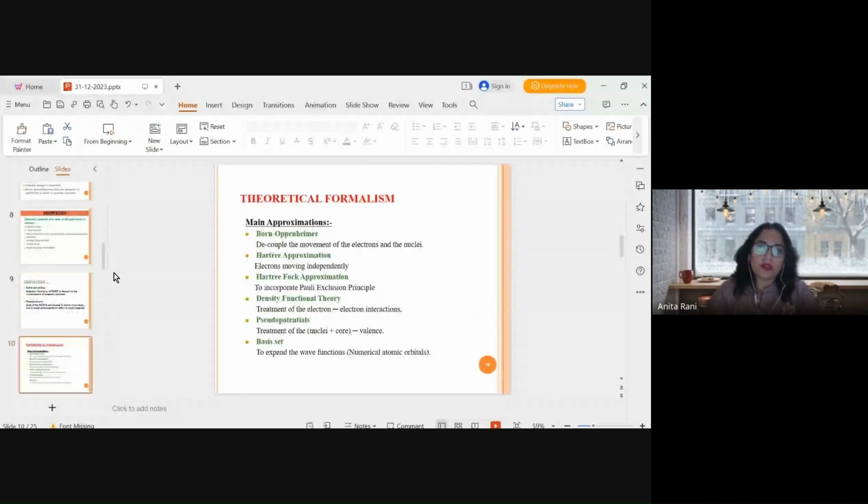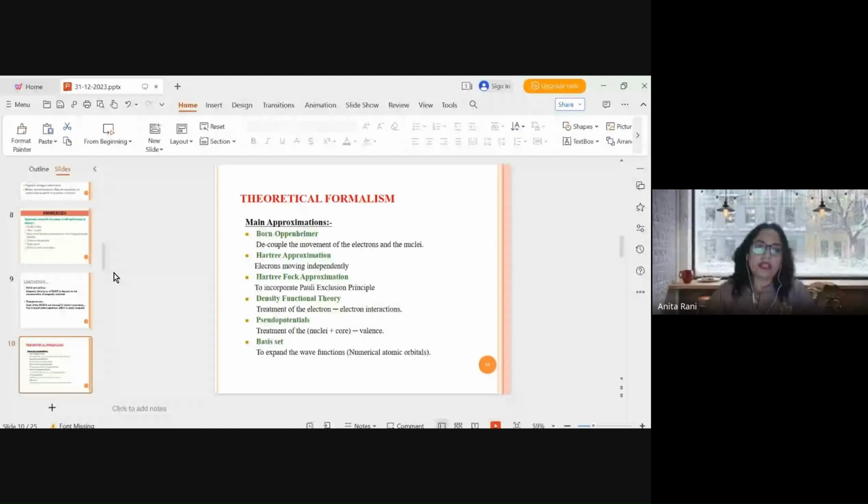These types of calculations are totally theoretical, and many approximations have been used to sort out the many-body electron problems. First is the Born-Oppenheimer, and then Hartree-Fock. After that, there is density functional theory, which we have used in the present work.